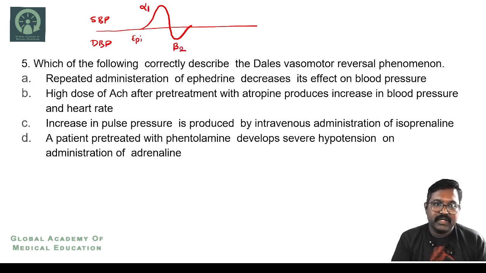So this leads to an increase in the blood pressure, mainly the systolic blood pressure, and this beta 2 stimulation will lead to a decrease in the blood pressure, the diastolic blood pressure. At lower concentration, beta 2 receptors will be more active. That's why you're going to see this phenomenon, which is also called the biphasic phenomenon.